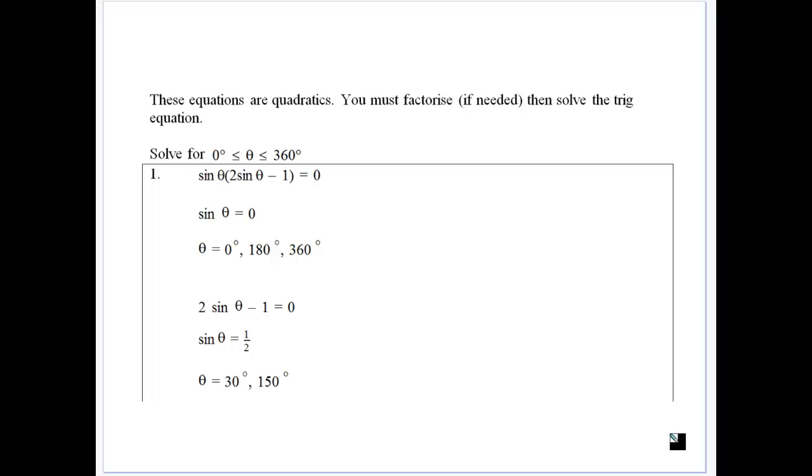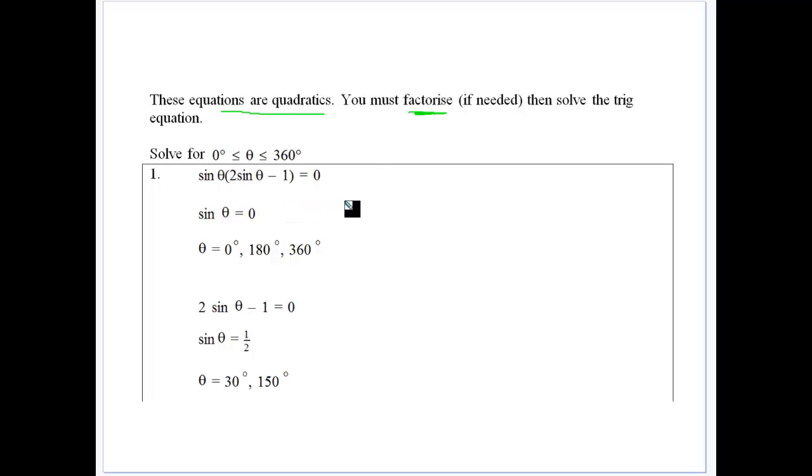The last lot of trig equations we want to deal with are ones that are quadratic. So we can have ones that come down to being a quadratic, and they might be in a nice factorised form for us, or they could be in an unfactorised form, and then you need to start doing some factorisation. So if they're not factorised for you, you need to factorise first, which is going to be very important.